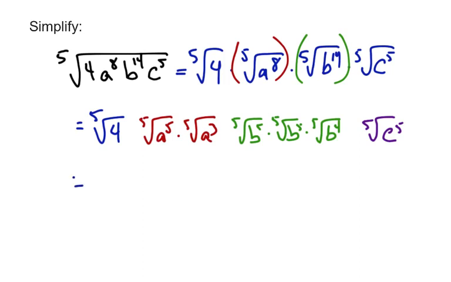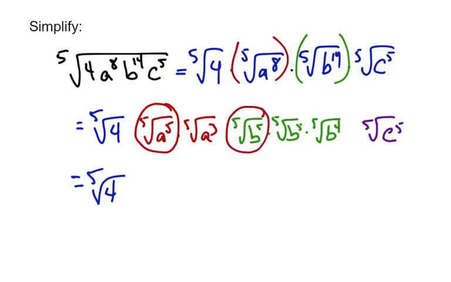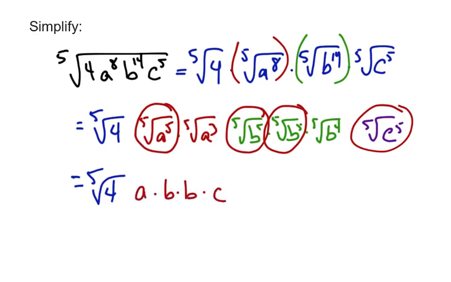Simplifying the whole thing now. Our fifth root of 4 doesn't simplify at all. But here, here, here, and here, all four of these have the fifth root of a fifth power, so they're all going to cancel. And so we'll have an a, b, another b, and a c. And then what we're left with will be just a couple more roots. Fifth root of a to the third, and the fifth root of b to the fourth.